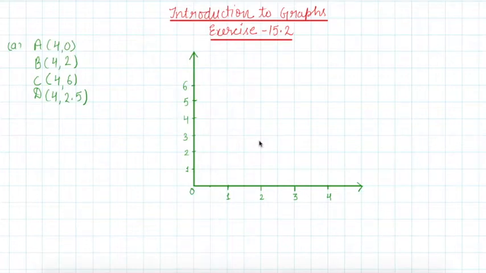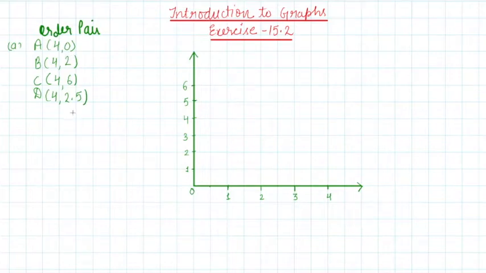In today's session, I will explain the concept of exercise 15.2 of chapter Introduction to Graphs. So let's quickly begin with question number 1. In question number 1, these are the points given to you. As I told you, these are called ordered pairs, right? I explained this in my introductory video of this chapter.